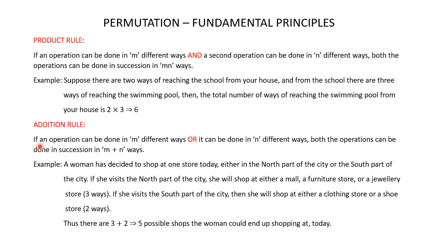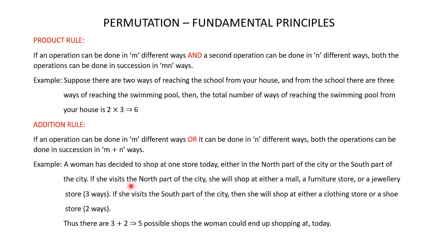If an operation can be done in m different ways or it can be done in n different ways, then both the operations can be done in succession in m plus n ways. Let's understand the addition rule with the help of an example. A woman has decided to shop at one store today, either in the north part of the city or the south part of the city.